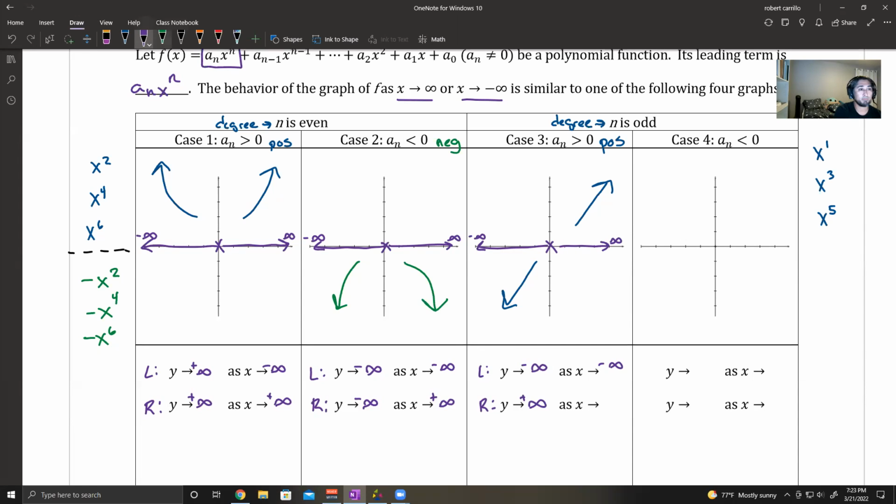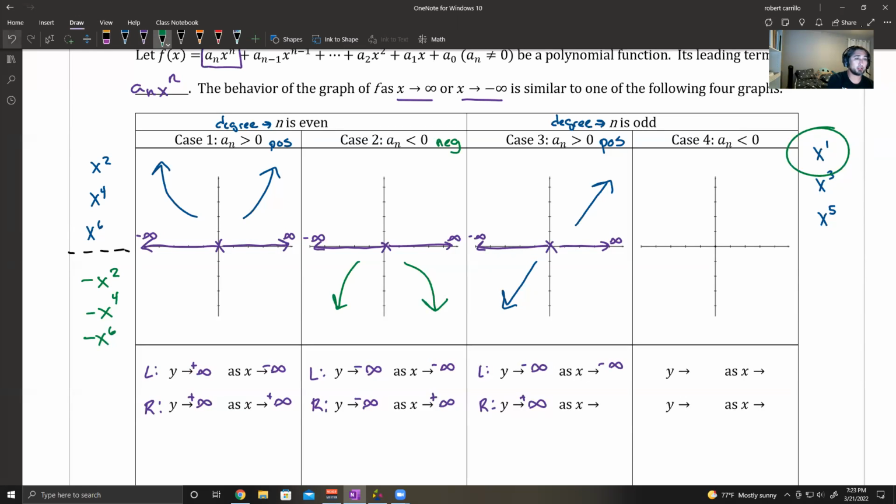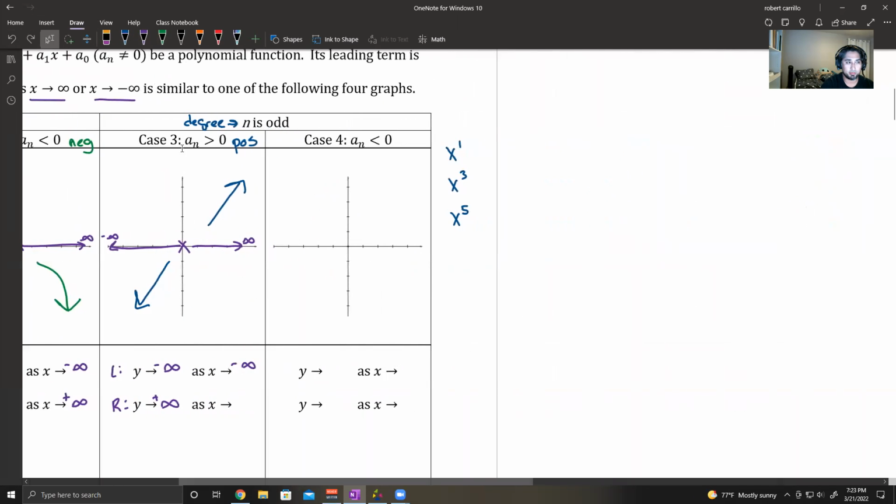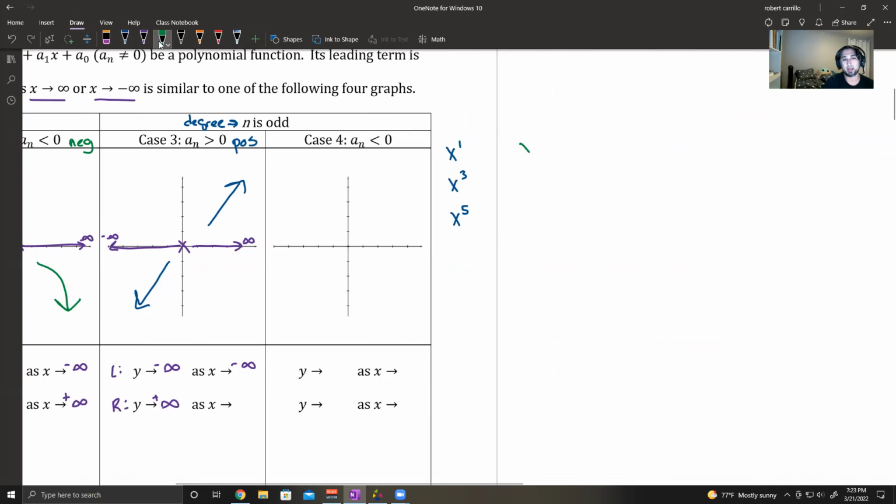Next. Now, why did your arrows go diagonal there versus curved? Very good question. So let's look at our basic odd degree polynomial. How about x to the first power, right? So let me bring the screen over here. Okay, so just a quick look. Let's take a peek at y equals x. So y equals x is the graph of a line. If I was to graph y equals x, what numbers could I pick in order to graph it?